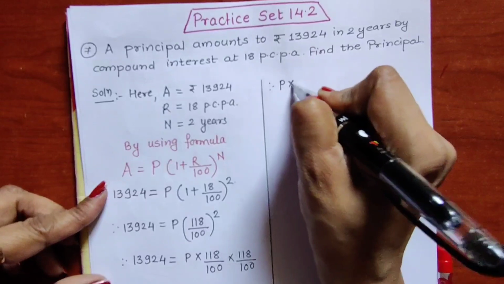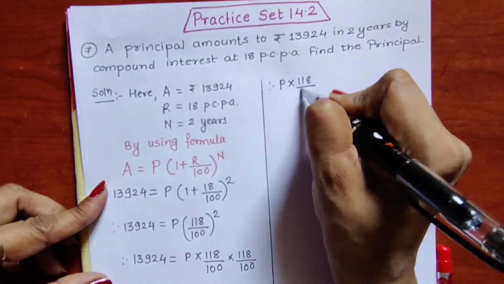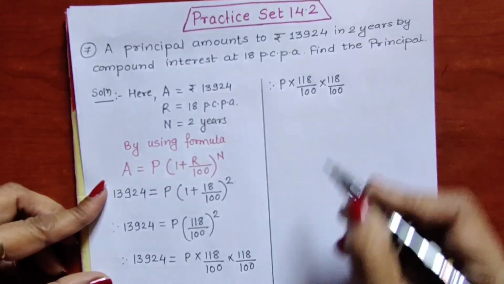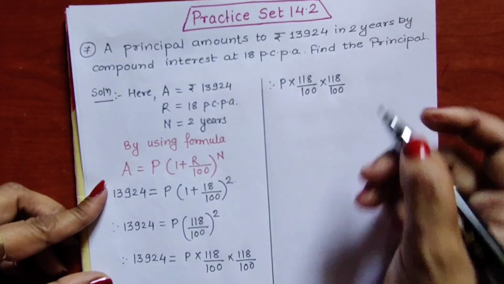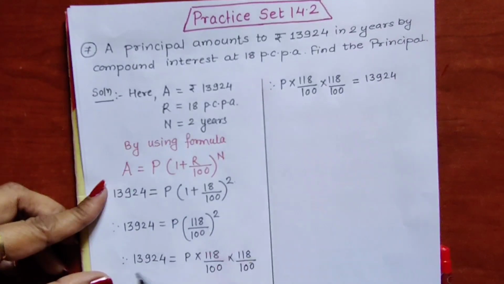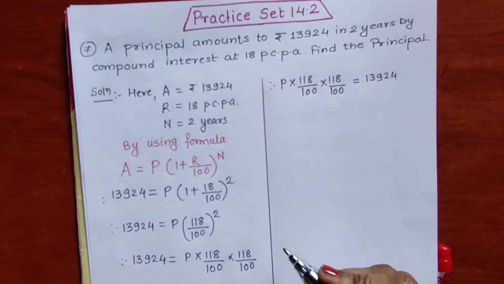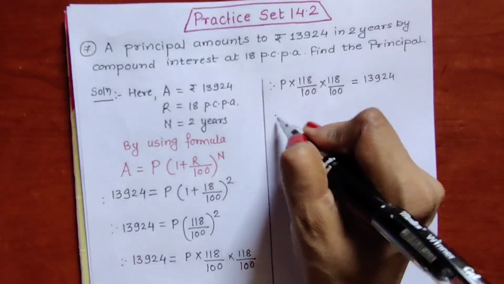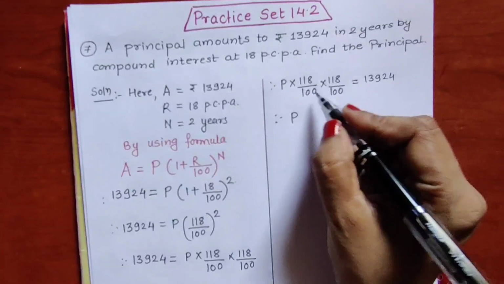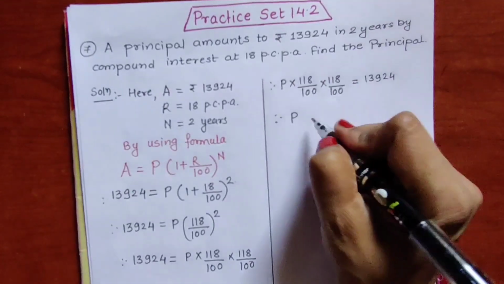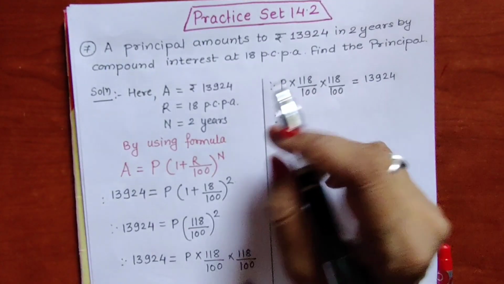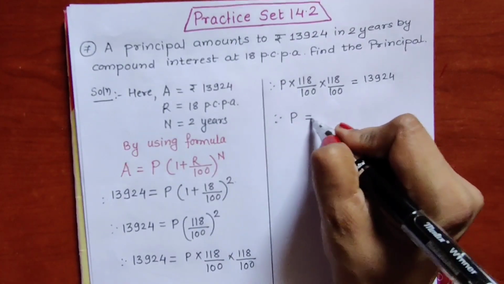I will be writing as P multiply by 118 upon 100 multiply by 118 upon 100 as it is, from right to left I have transferred, and then 13,924 I have transferred from left to right here. Now only variable P I am keeping as it is on the left hand side, and all the numbers I will be transferring from left to right. So now I am transferring numbers only because the variable I have kept on the left hand side as it is. So I have to change the operation.